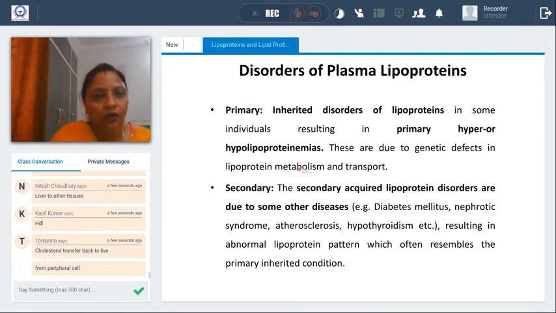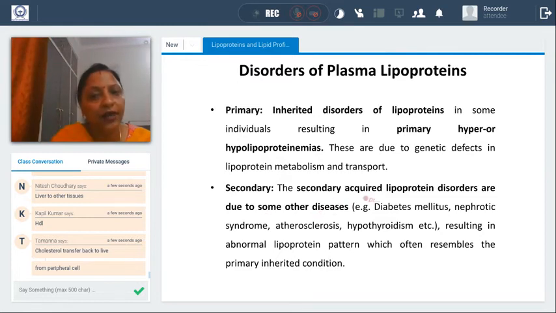So now we will come to disorders of plasma lipoproteins. There are two types of disorders, primary and secondary. First is primary: inherited disorders of lipoproteins in some individuals resulting in primary hyperlipoproteinemias. They are due to genetic disorders or defects in lipoprotein metabolism and transport. So primary are inherited or genetic disorders.